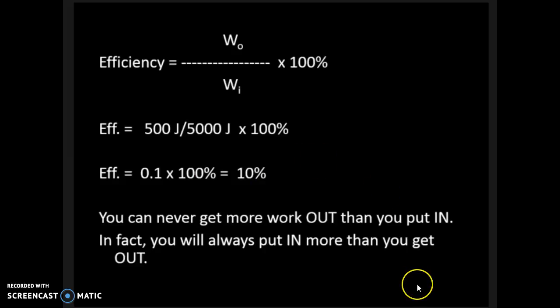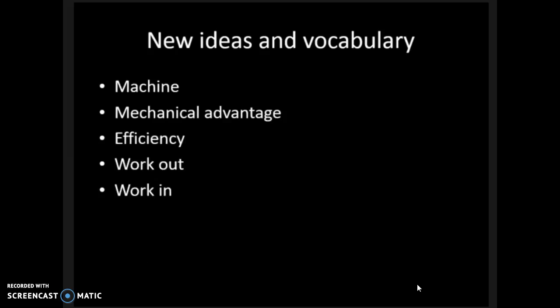You'll always put in more work than you get out. You'll never even have a machine that is 100% efficient. It'll always be just less than that. So make sure you understand, we've just learned what a machine is last class, and now we've just learned mechanical advantage and efficiency, and now we're comparing output work to input work. All right, so that's really all I have for you today. That's all I have with new notes.